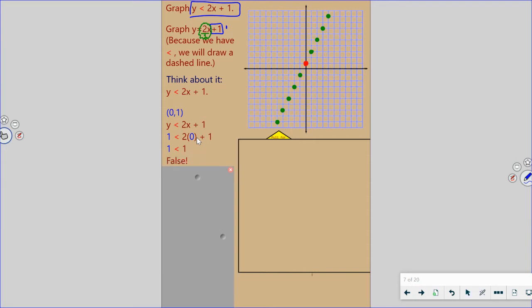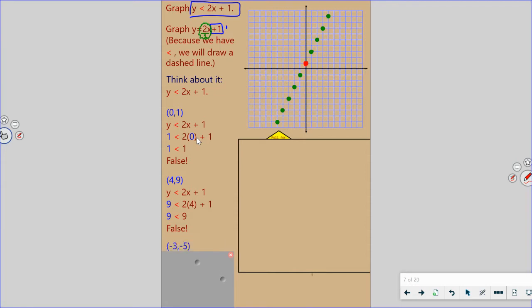Let's try another one on the line. Let's try the point 4, 9. That's the point way up near the top of my graph. Let's figure it out. Substitute 4 in for x, substitute 9 in for y. 2 times 4 is 8. 8 plus 1 is 9. True or false? 9 is less than, no. It's equal to 9, but it's not less than.